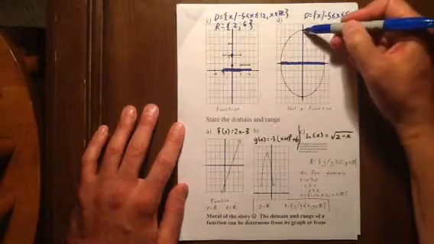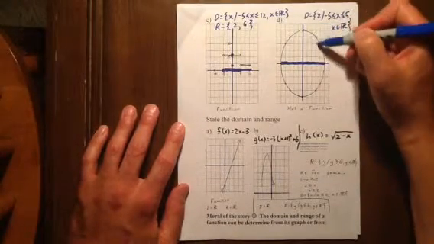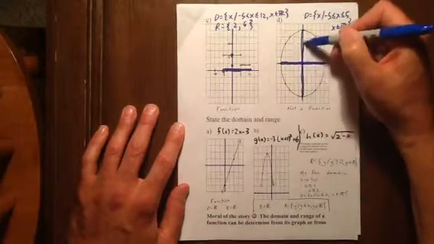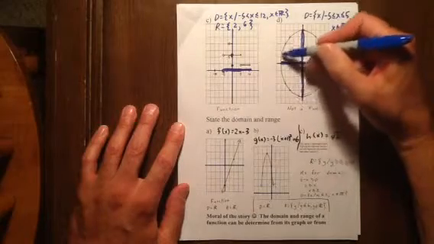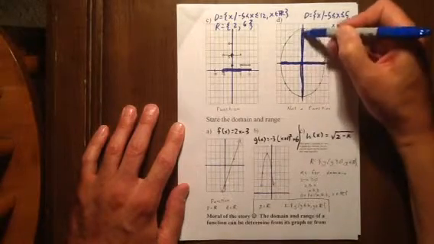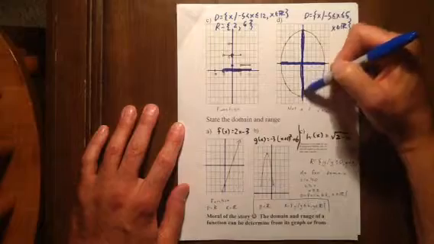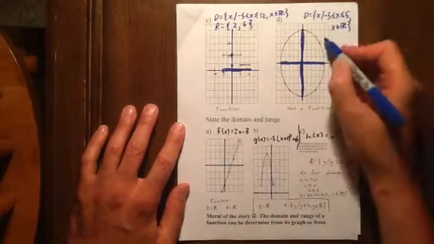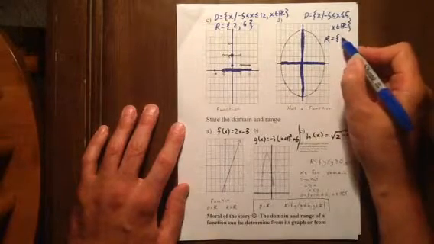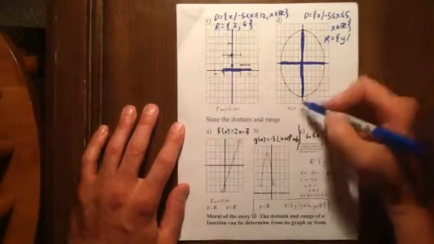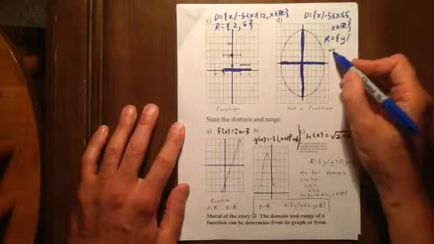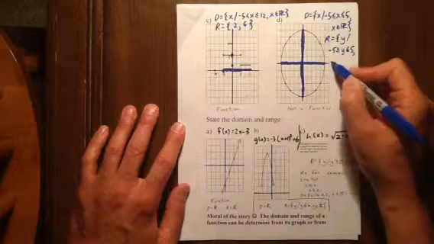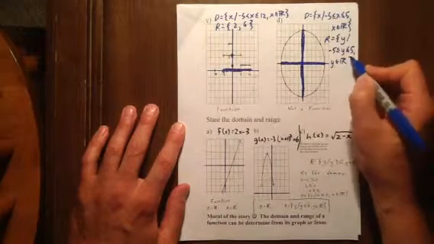Looking at the y values, we could start at the top and go all the way down, which would shade in all these values on the y-axis. And then from here we could come all the way back up to the top again, and we would have all these y values shaded in there. And we would see that our range is equal to the set of all y such that, reading from the bottom up, negative 5 is less than or equal to y is less than or equal to 5, and y is an element of the reals.